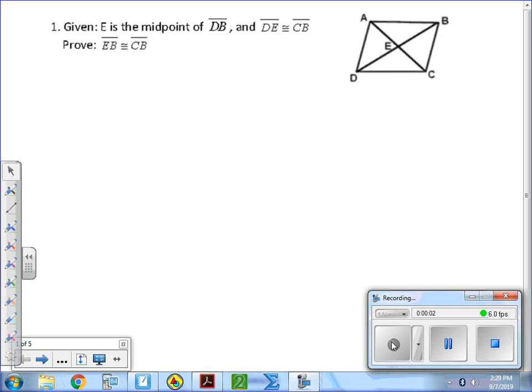Okay, this is number 1 on the Target 4 worksheet. We have a proof to do. Given E is a midpoint of DB and DE is congruent to CB, we're trying to prove EB is congruent to CB. So I'm going to start with a given statement. There are 2 given statements, but I just want to use one for now. So my number 1 here is going to be E is the midpoint of DB.